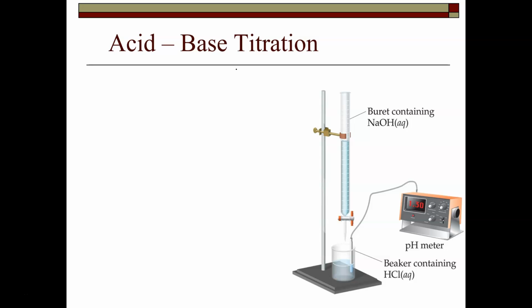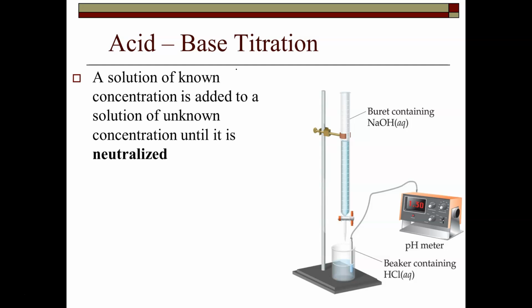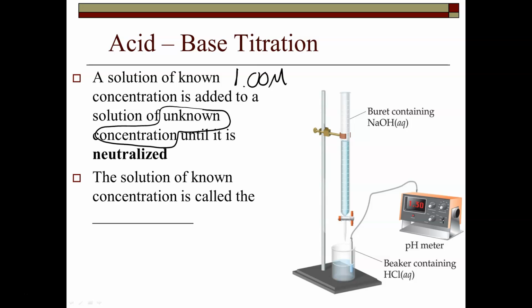indicator. So here's our titration setup, and you're familiar with this from actually doing the lab. And what we did was we took a solution of known concentration, and for us it was the NaOH, the sodium hydroxide, and for us it was 1 molar, okay? And we added that to a solution of unknown concentration until it is neutralized. And the solution of unknown concentration, that was our vinegar. Right? So we wanted to figure out what was the concentration of this vinegar, in this case acetic acid, and we could figure that out by neutralizing it and reacting it with 1.00 molar NaOH, sodium hydroxide.